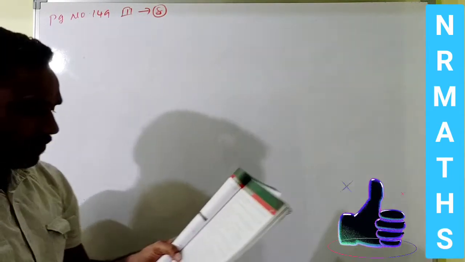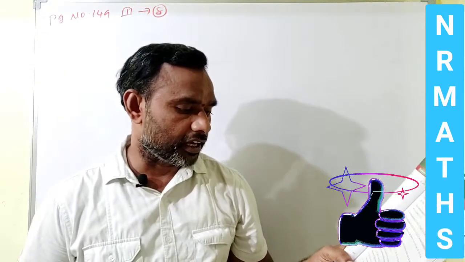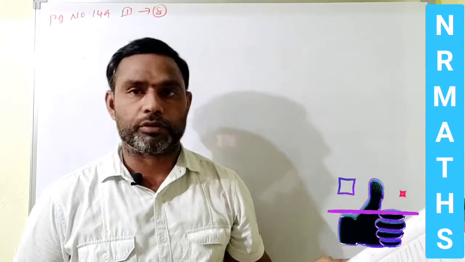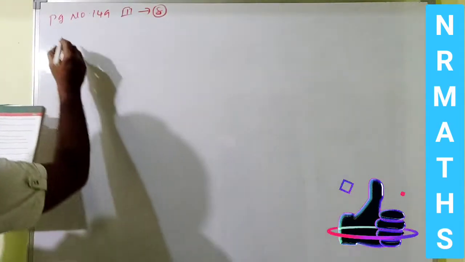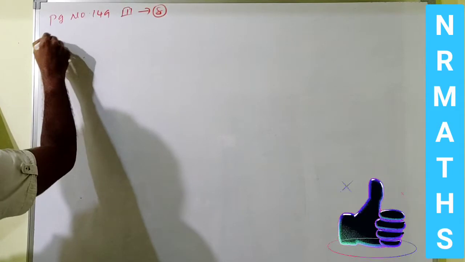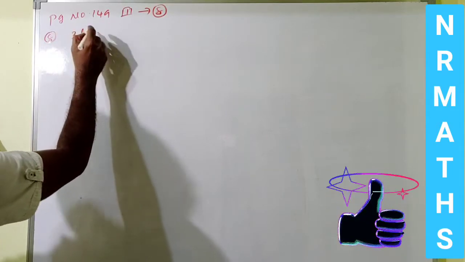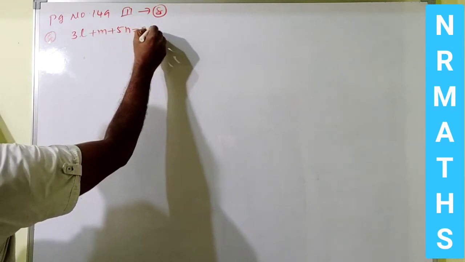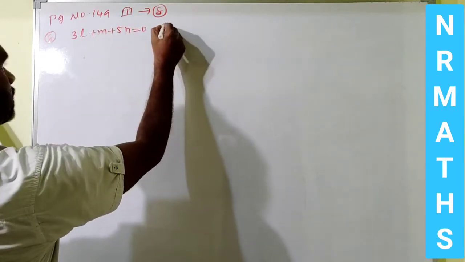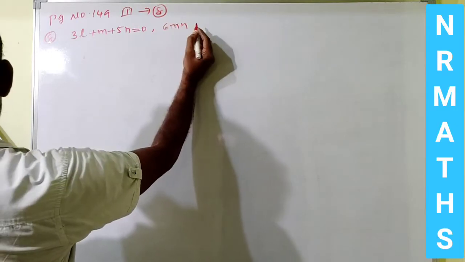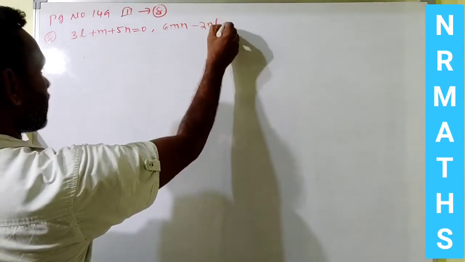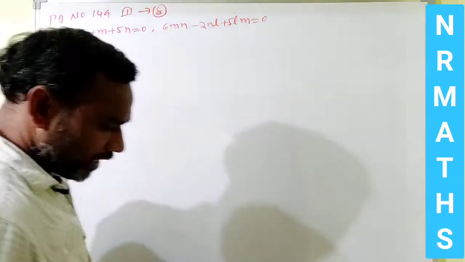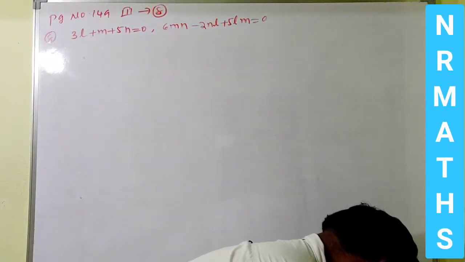Now, given: find the angle between the lines whose direction cosines are given by the equations. The given equations are 3L plus M plus 5N is equal to 0 and 6MN minus 2NL plus 5LM is equal to 0. Find the angle between them.